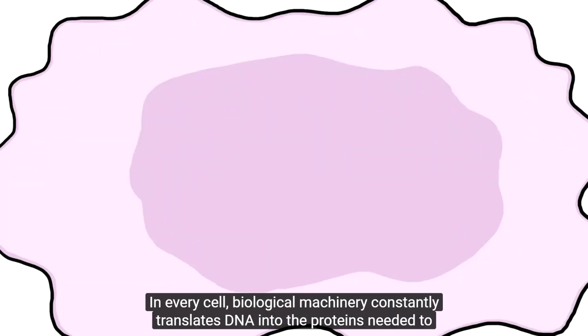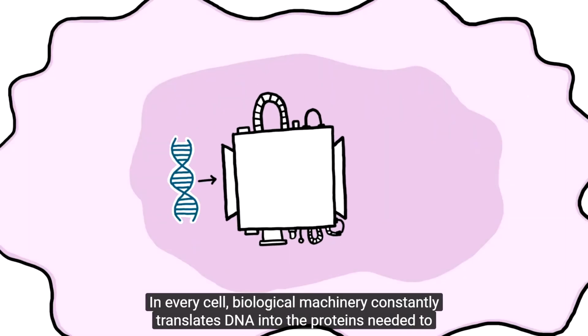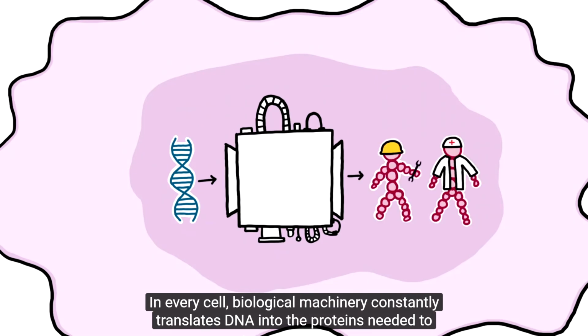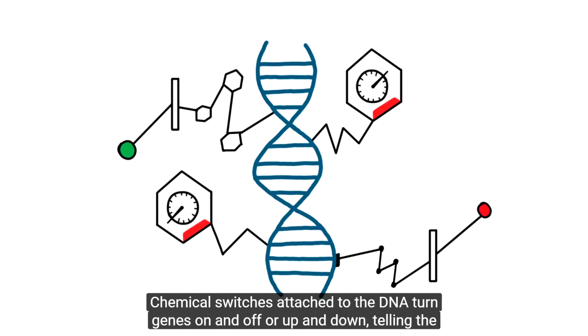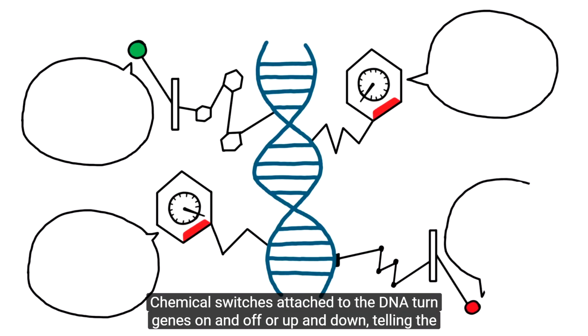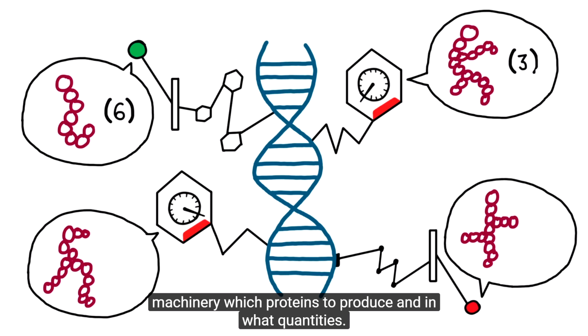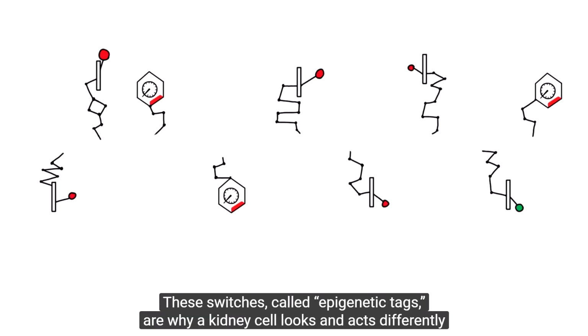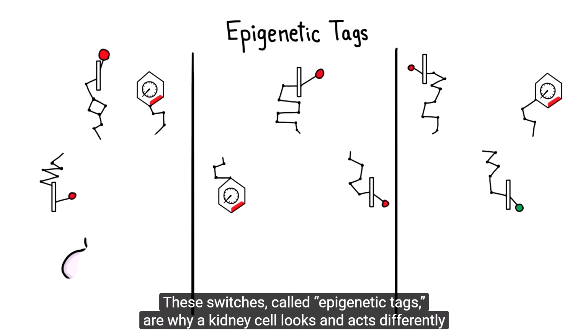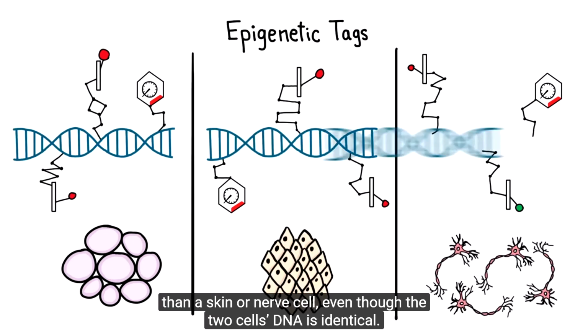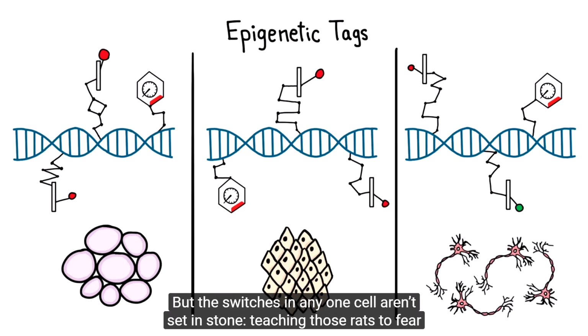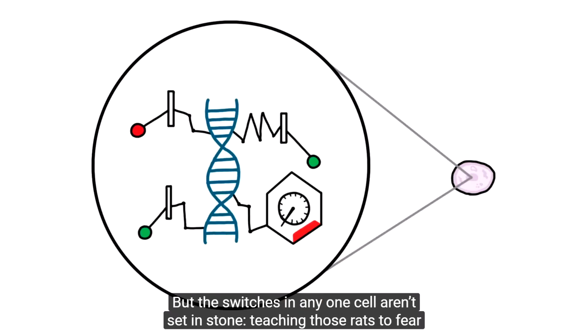In every cell, biological machinery constantly translates DNA into the proteins needed to carry out vital processes. Chemical switches attached to the DNA turn genes on or off or up and down, telling the machinery which proteins to produce and in what quantities. These switches, called epigenetic tags, are why a kidney cell looks and acts differently than a skin or nerve cell, even though all three cells have identical DNA. But the switches in any one cell aren't set in stone.